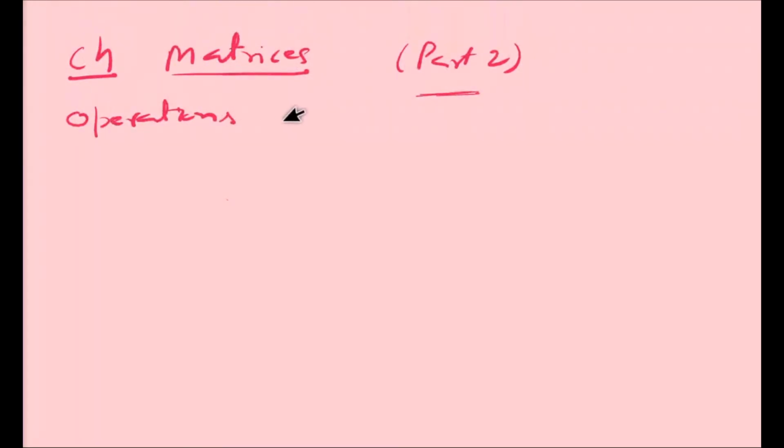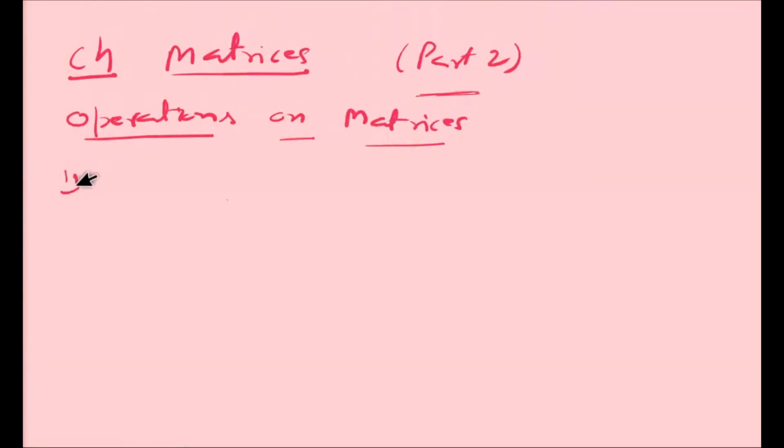What do you mean by operation on matrices? As we learn what is the matrix, now we have to do the operations. What is the meaning of operation? Addition, subtraction and product. Okay. So these three operations first we learn, then we will talk about the others.